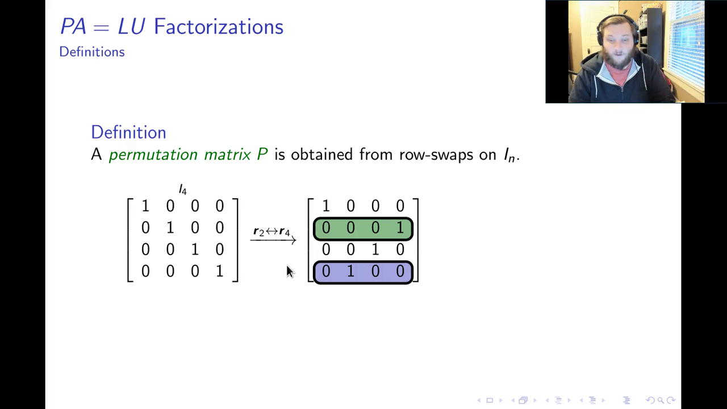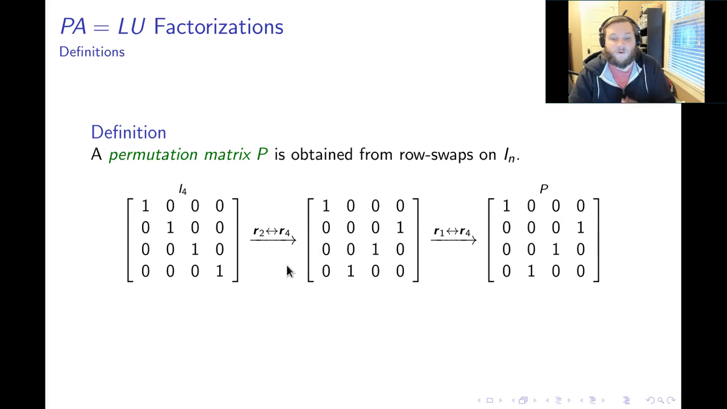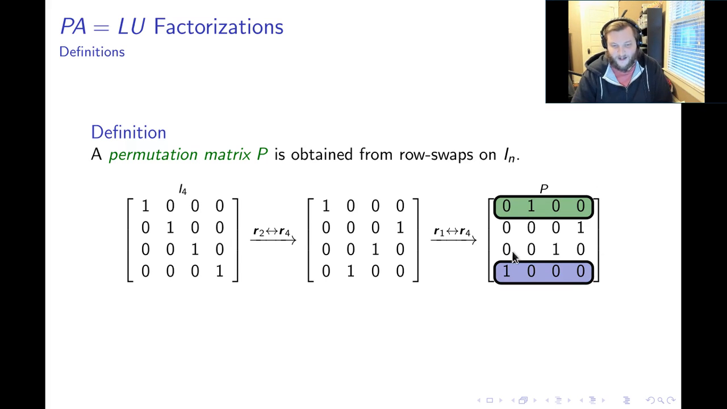If I wanted to, I could just call this thing a permutation matrix, but I'm going to do another one. I'm going to take the new row 1 and switch it with the new row 4. I do that, and I get yet another permutation matrix. The permutation matrix I've built, I'm calling P. So every time you do a row swap on an identity matrix, you get a permutation matrix, and if you keep doing row swaps, you get more and more permutation matrices.